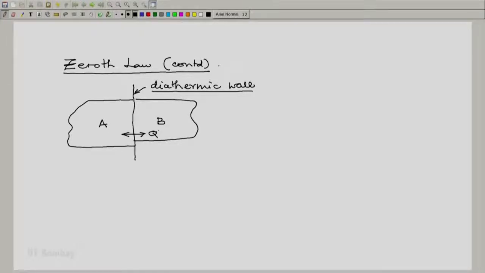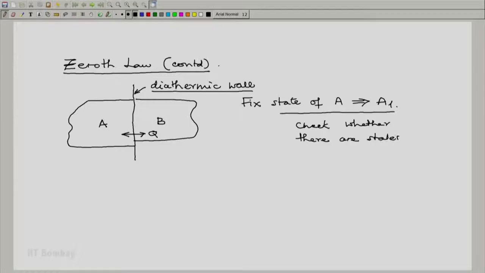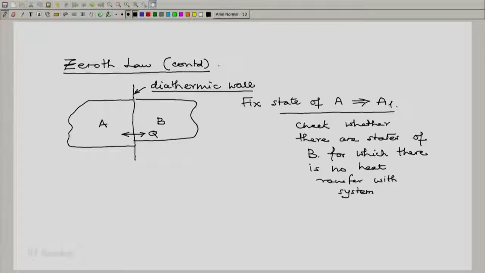Now we do the following experiment. We fix the state of A to, say, A1, and for this fixed state A1, we check whether there are states of B for which there is no heat transfer with system A in the state A1.